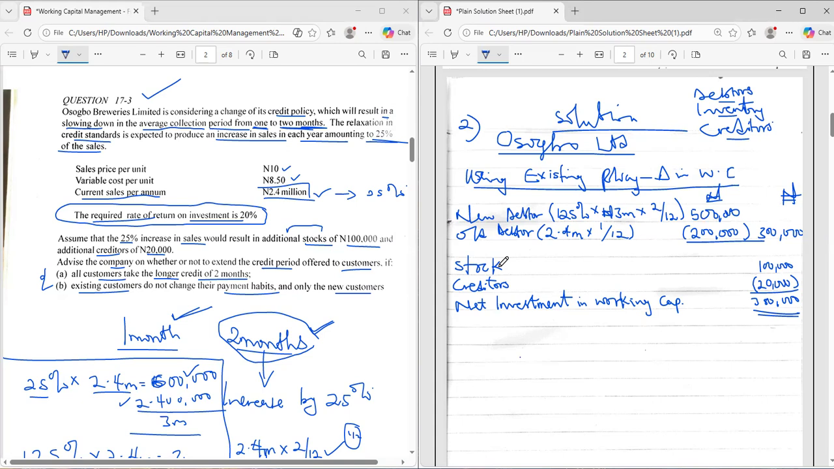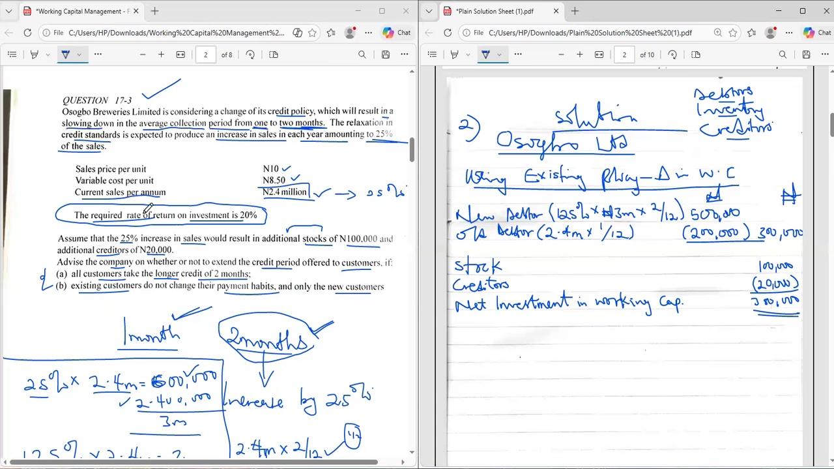The next one is stock. It says stock is going to be increased by 100,000. We'll go and get the stock now. We need money to go and get the stock. And then creditors will increase by 20,000. If creditor increases by 20,000, does that not mean that we are owing them? So it therefore means that the company needs a working capital of 380,000 to sustain itself. That's what I mean by the net investment in working capital. They can decide to go and get it from the bank, from overdraft, or whatever they want to do to get the money.